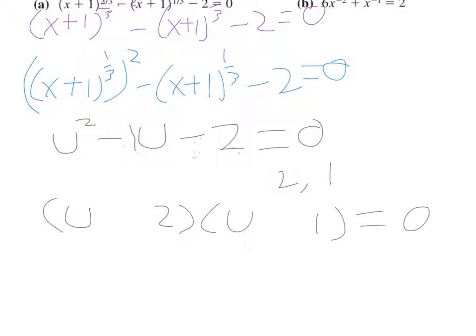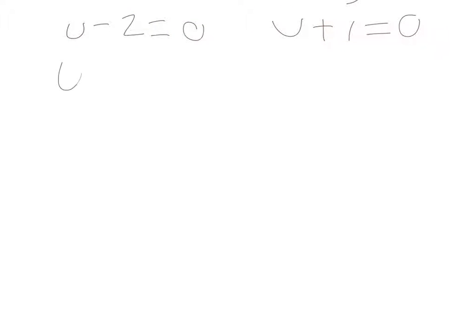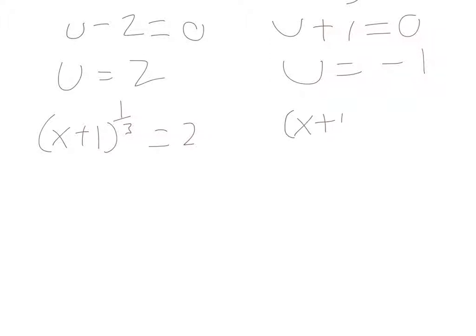Now we know they're different signs because the second sign is minus, and since the first sign is minus, the bigger number is subtraction and the smaller number is addition. So u minus 2 is equal to 0, and u plus 1 is equal to 0. That means u is equal to 2, and u is equal to negative 1. But remember, u was just a substitution, so (x+1)^(1/3) is equal to 2, and (x+1)^(1/3) is equal to negative 1.